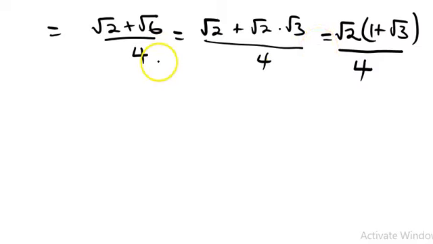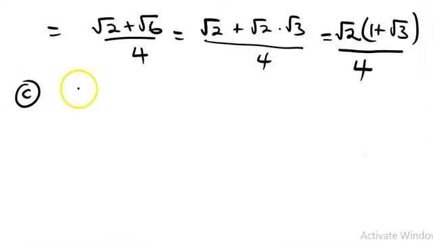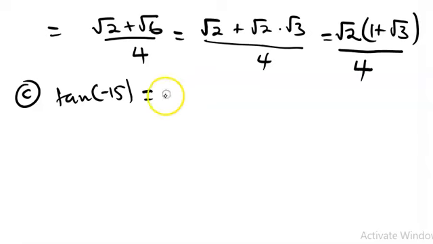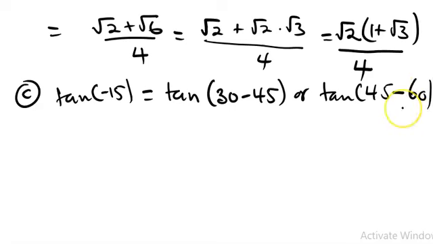You can leave your answer in this form, or you can continue and then leave your answer in this. Okay, now let's look at the other one too. Tan minus 15, that is the C part. So tan minus 15 means that we can write it as tan of either 30 minus 45 or 45 minus 60. Any of them will give you negative 15. If it is a positive 15, then it is the other way around. Okay, let's use tan of 30 minus 45.